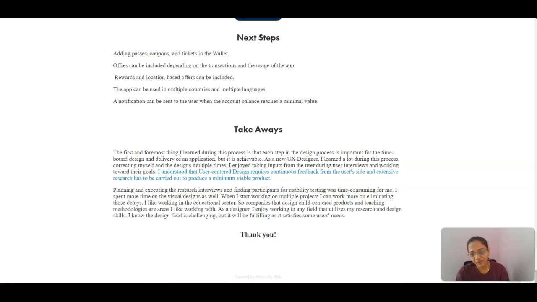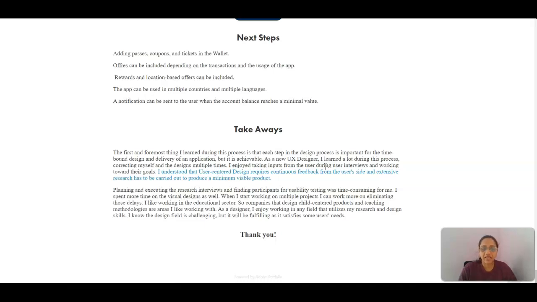And as a new UX designer, I learned a lot during this process, correcting myself and the designs multiple times. And I enjoyed taking inputs from the users during the user interviews and working towards their goals. What I understood from the process is that user-centered design requires continuous feedback from the user side, and extensive research has to be carried out to produce a minimum viable product.